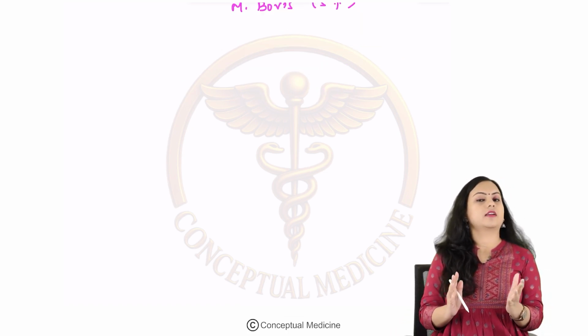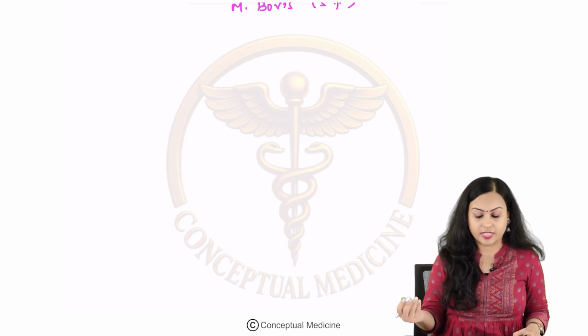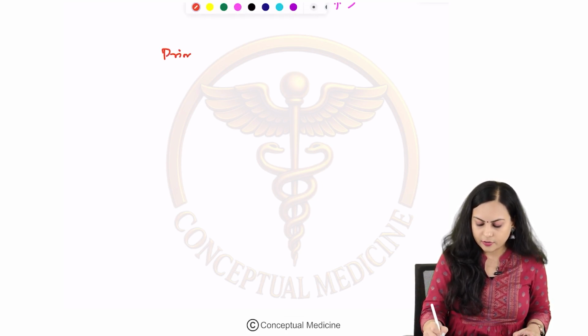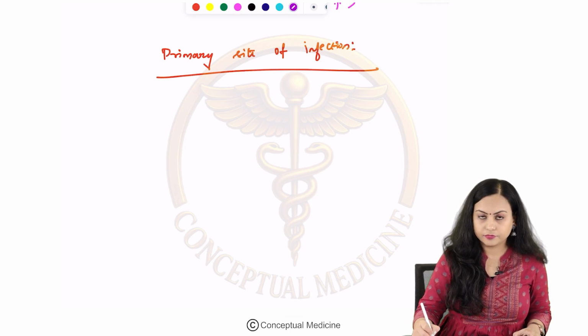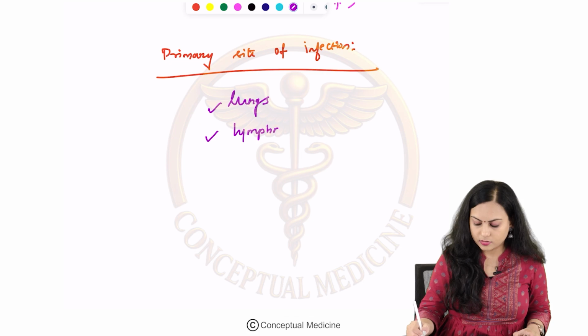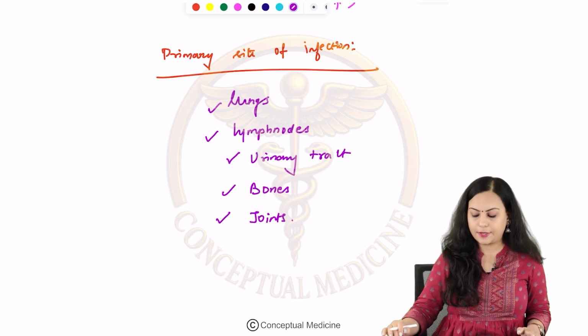Now, how does genital tuberculosis occur? Mostly the spread is going to occur from the extragenital sites, okay? Extragenital sites means the primary site of infection can be lungs, lymph nodes, urinary tract, bones, or even joints.